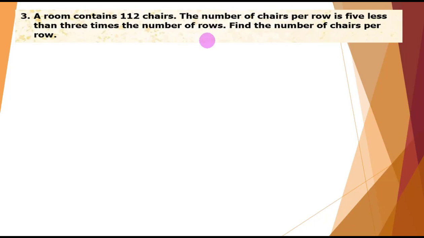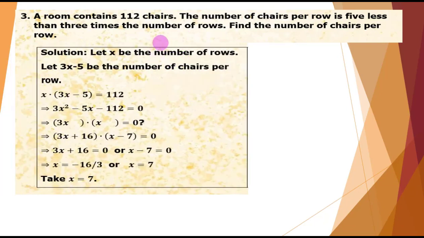The x is the one that is less described. In this case, the number of chairs per row is 5 less than 3 times the number of rows. Take note, the number of chairs per row is described, meaning the number of rows is not described. Or in Tagalog, we can have it as kulang sa pansin. So the number of rows is kulang sa pansin because it is less described in the problem.